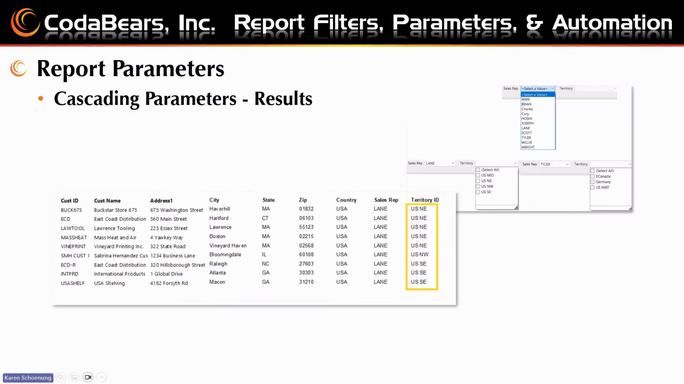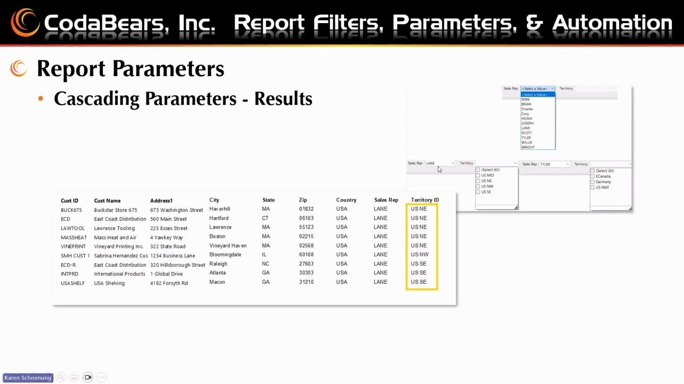So now we can see the results of our cascading parameters. The picture on the right again shows the cascading parameters. Here you can see you choose a sales rep and there's no duplicates, and you cannot choose the territory until after you choose your sales rep because it's cascading based on that sales rep.